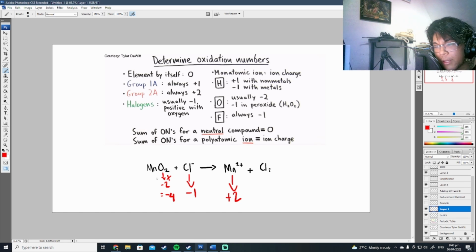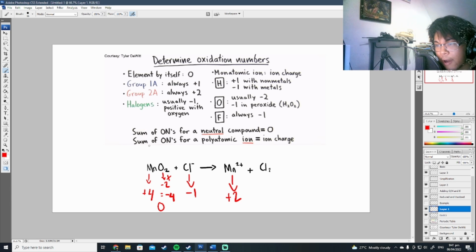How will we use -4 in determining manganese? For a neutral compound, the sum will always be equal to 0. This is a neutral compound, and we have to make this -4 into 0. How do we do that? Simple. We add +4 to manganese. So +4 and -4 will cancel each other out, and you'll get 0. So the oxidation number for manganese is therefore +4.